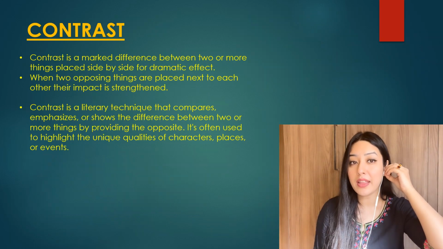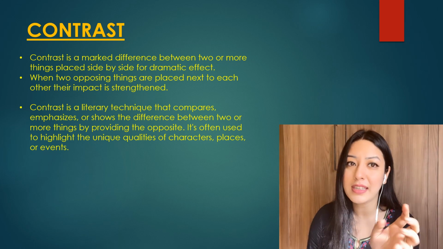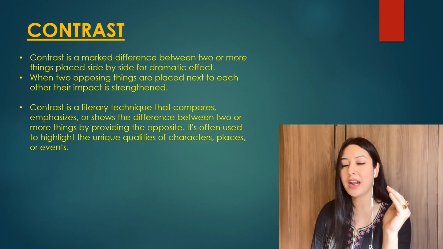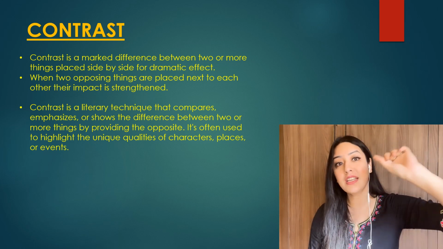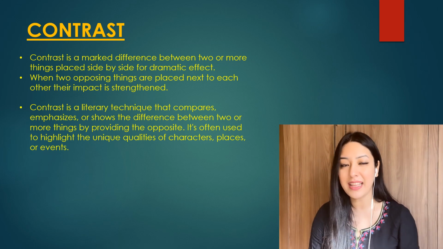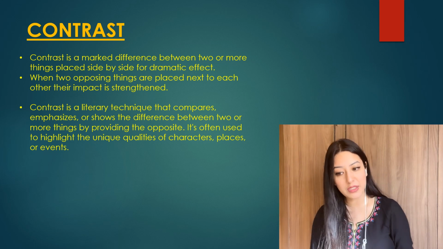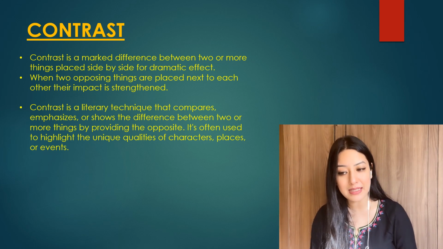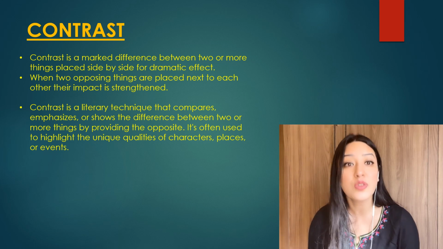Now let us have a look at the concept of contrast and what it actually means. On the surface, it seems very easy, but there are also subcategories of contrast. There are also relations to contrast which we have to understand, and these are pretty interesting. So contrast is a marked difference between two or more things placed side by side for dramatic effect. When two opposing things are placed next to each other, the impact is strengthened.